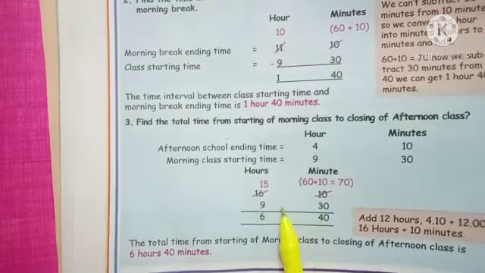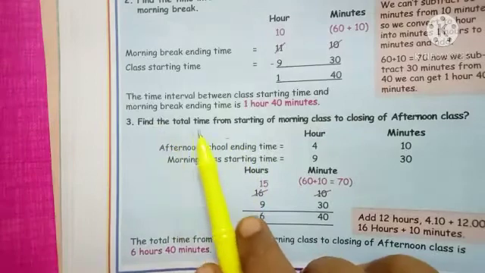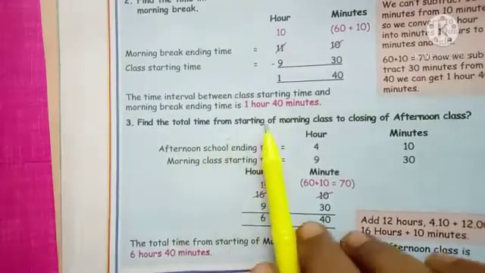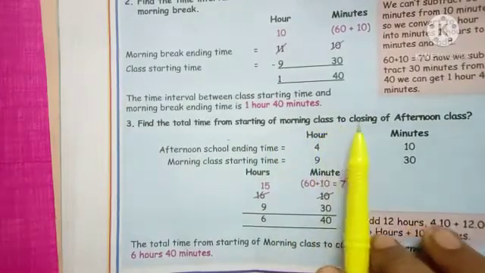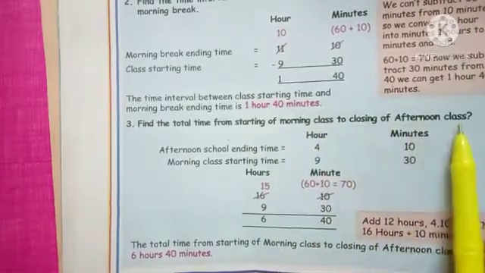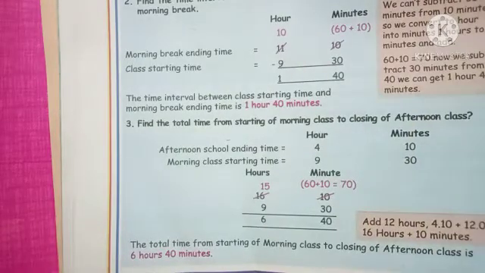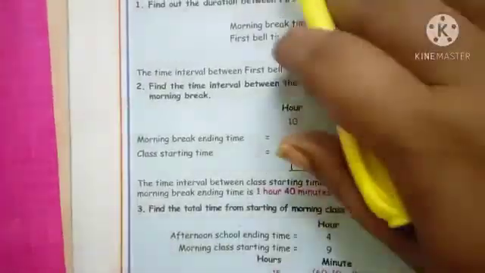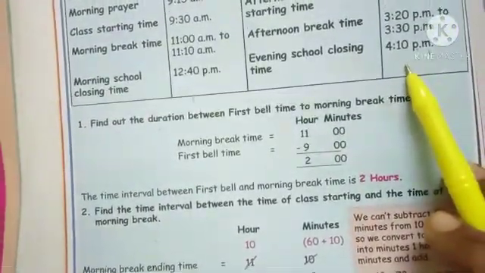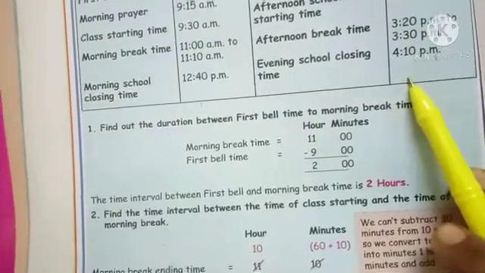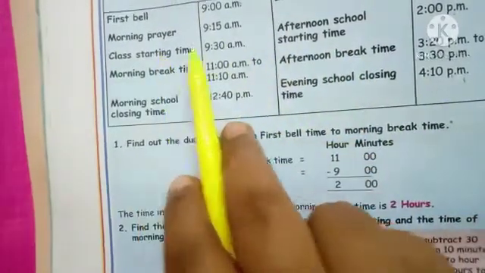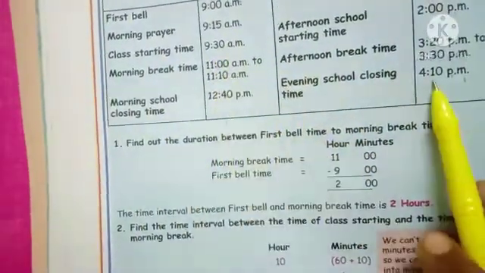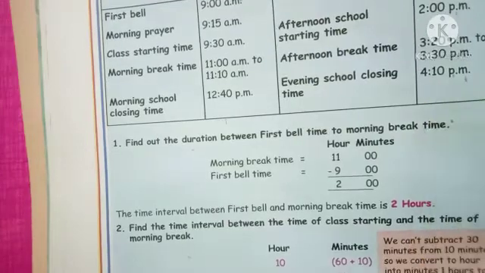Then use the same method here for the third sum. Find the total time from the starting of morning class to the closing of afternoon class. So morning class starting time is 9:30. Evening closing time is 4:10. So how many hours are we in the school? Class starting time is 9:30 a.m. Closing time is 4:10 p.m.